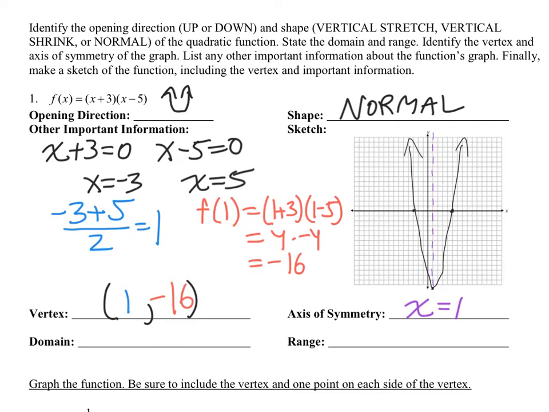Notice again that the parabola opens right side up, so common sense check, it does. It's symmetric about the axis of symmetry. It has the two zeros that it's supposed to have at negative 3, 0 and 5, 0. And notice it's a normal looking parabola, not taller or shorter than you would expect it to be.